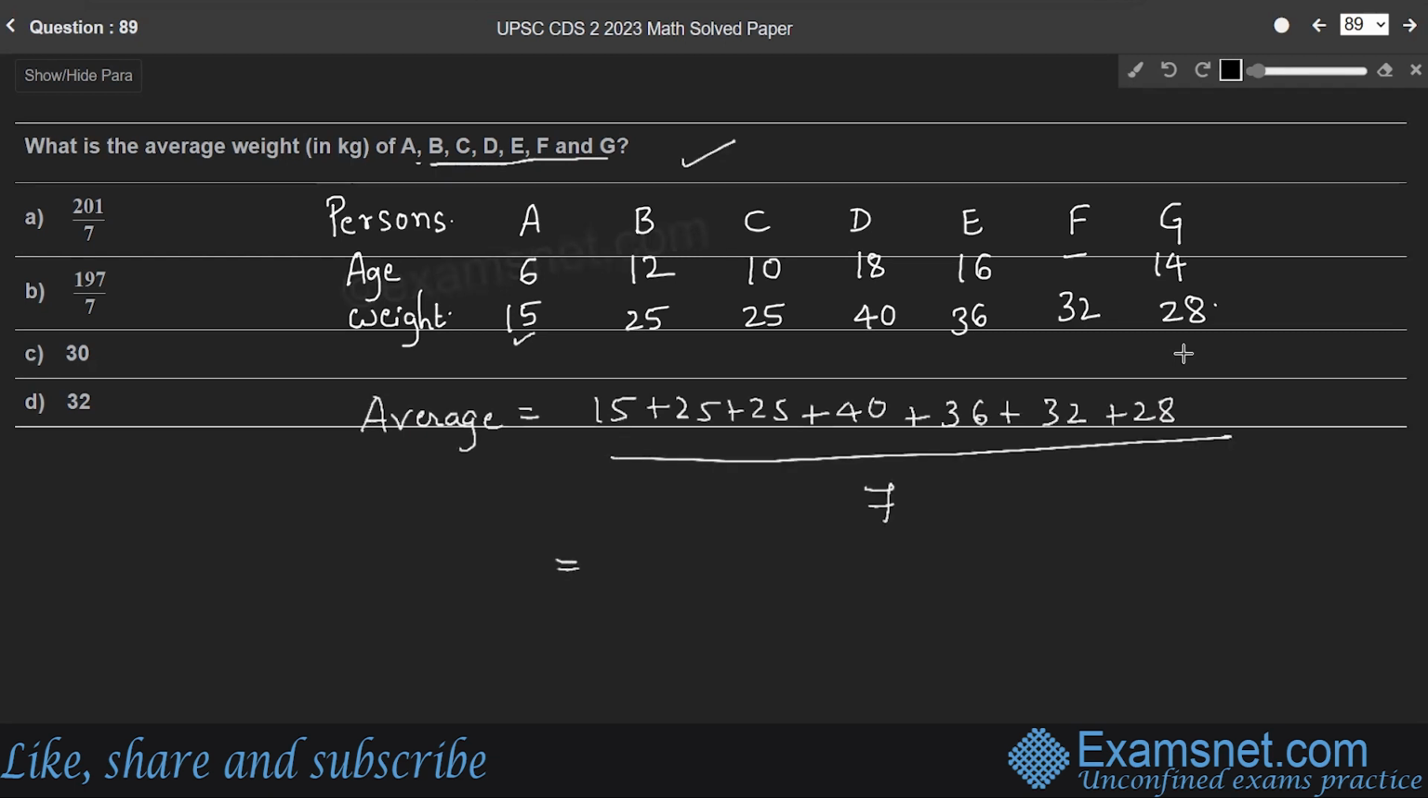Add all the values. The total comes to 201, divided by 7. Yes, the average weight of all 7 persons is 201 by 7. Option A.